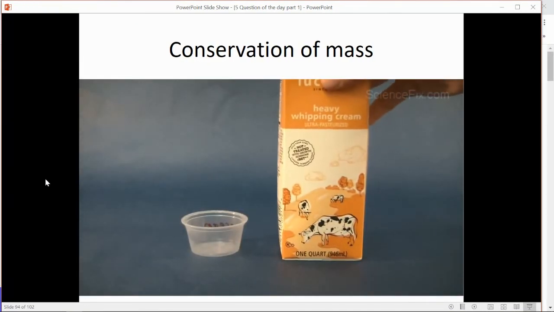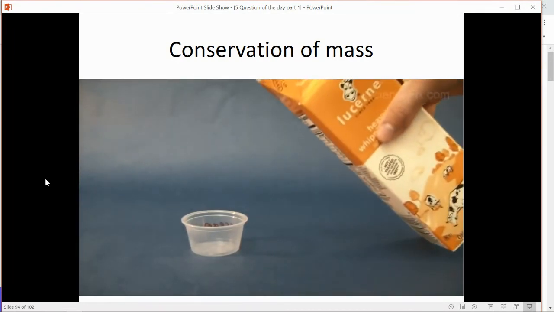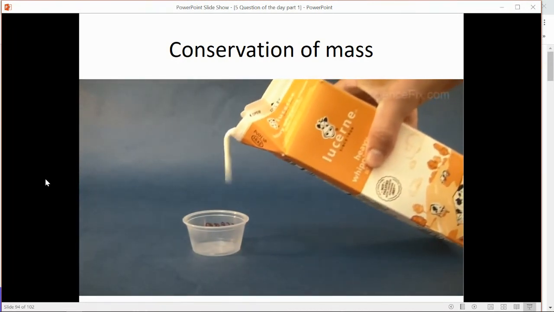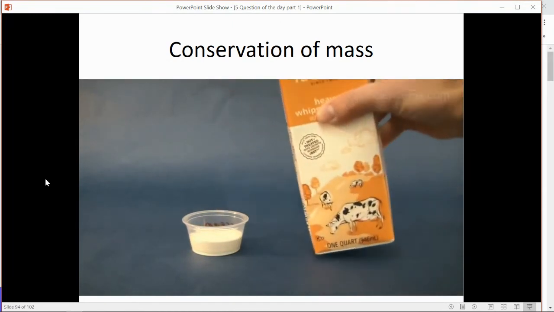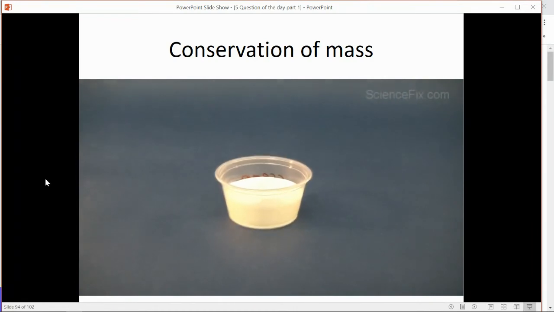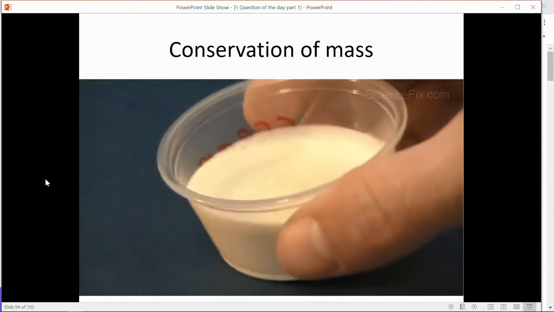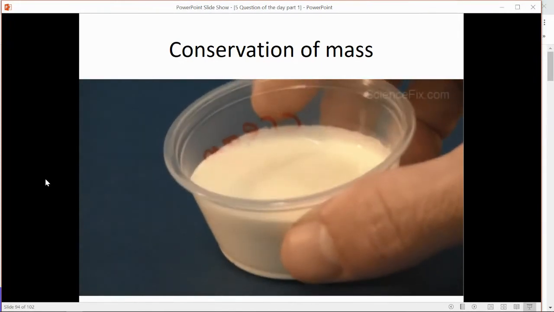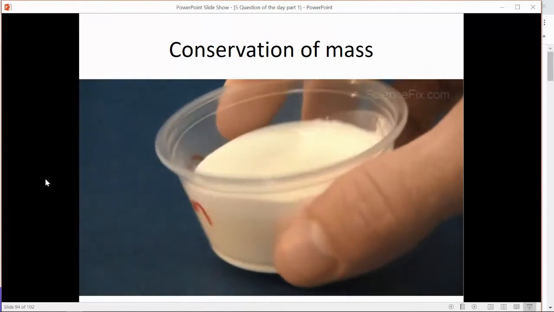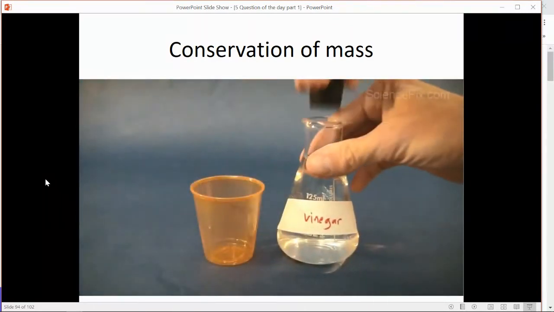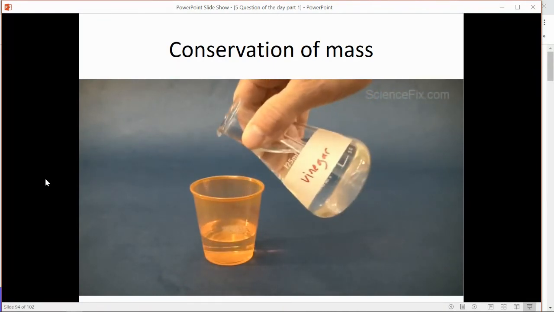Into the small container, some heavy whipping cream is being poured. Heavy whipping cream, which is also called heavy cream, has a milk fat content between about 36 and 40%. Cream also has proteins, and one of the important proteins is called casein. With a high amount of fats and proteins, you can see the liquid is very thick. Here we have some vinegar, also known as acetic acid, and it's a clear liquid.